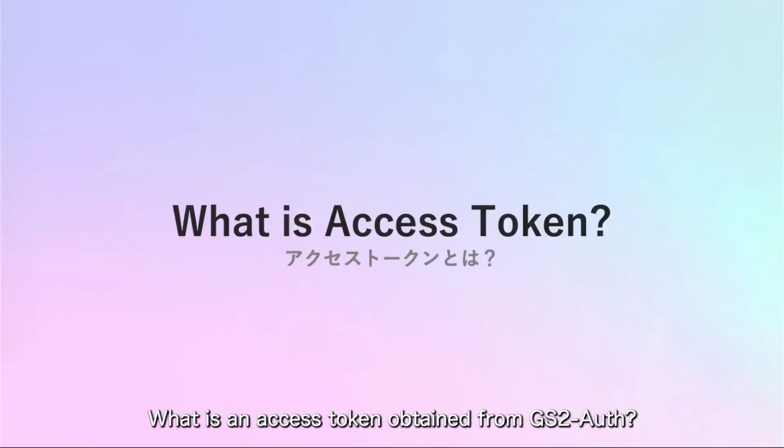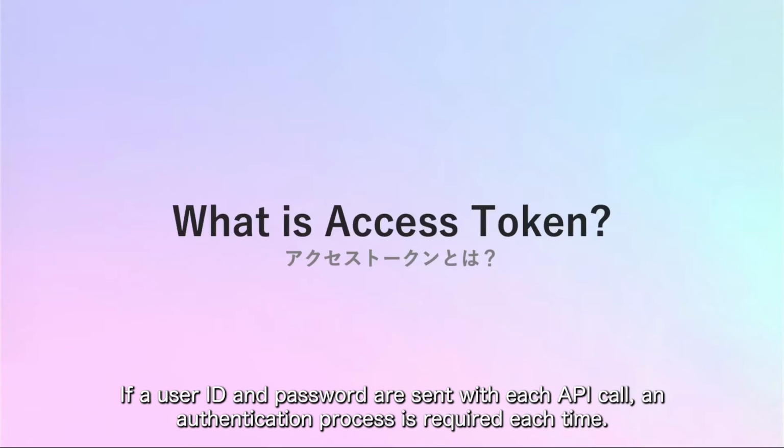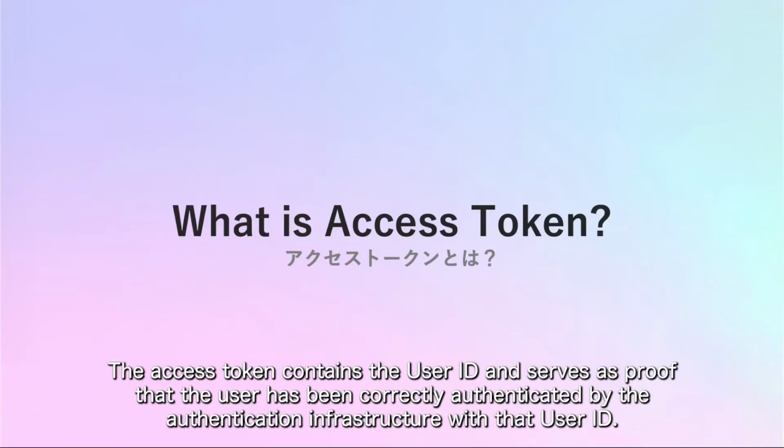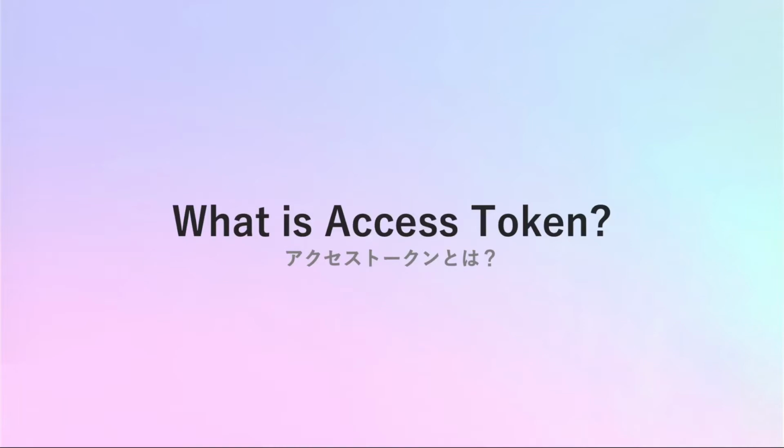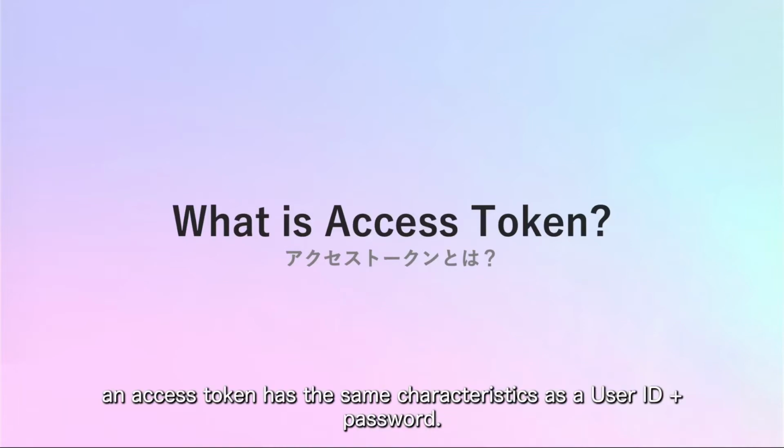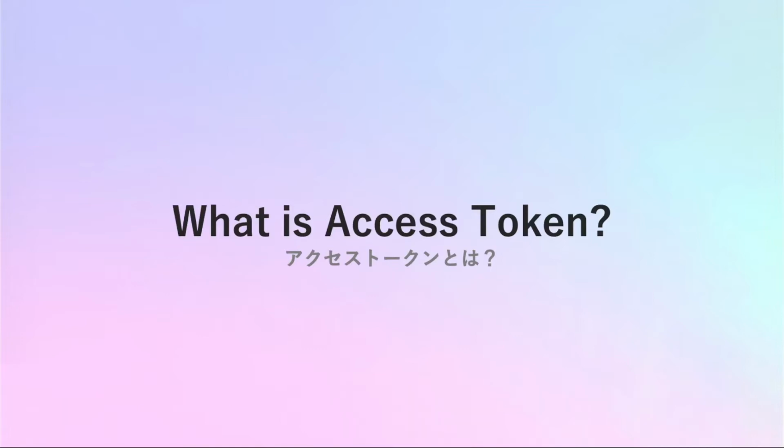What is an access token obtained from GS2 auth? If a user ID and password are sent with each API call, an authentication process is required each time. The access token contains the user ID and serves as proof that the user has been correctly authenticated by the authentication infrastructure with that user ID. In other words, an access token has the same characteristics as a user ID plus password.